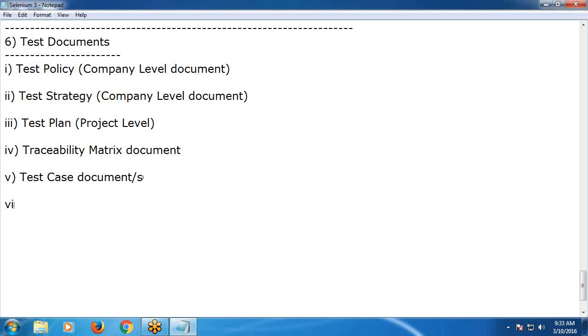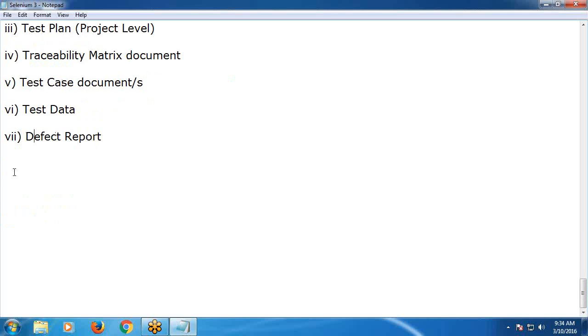Some companies maintain a single document for test cases and test data. Some companies maintain separate documents. Test data. Next, defect report. Forget about open and closed defects. Defect report.